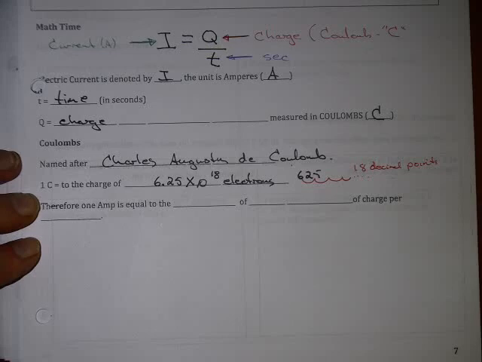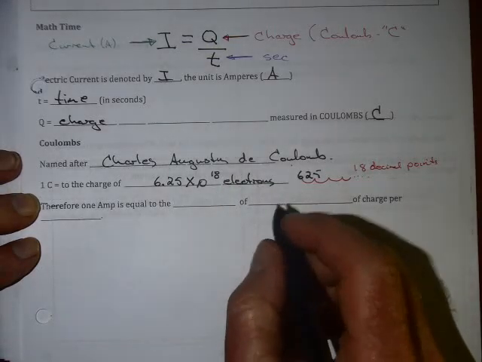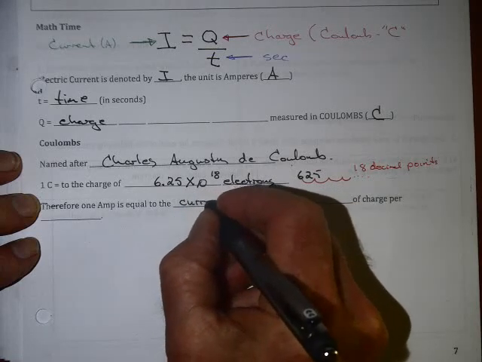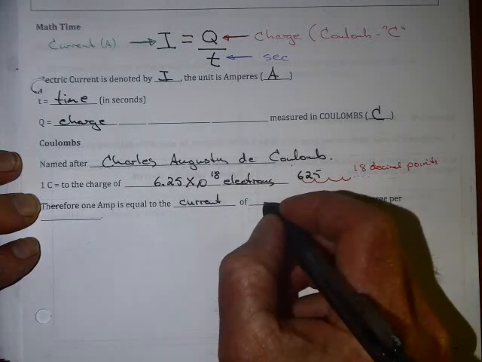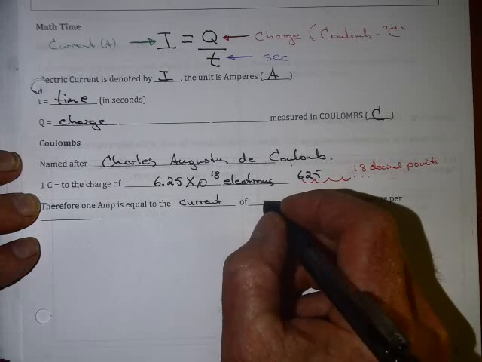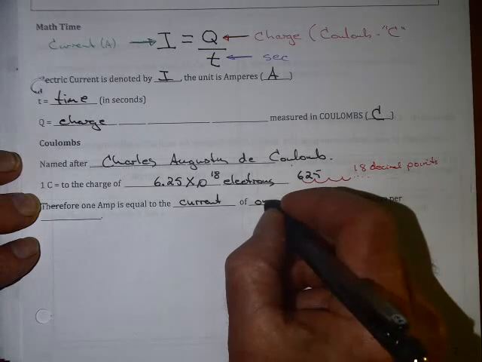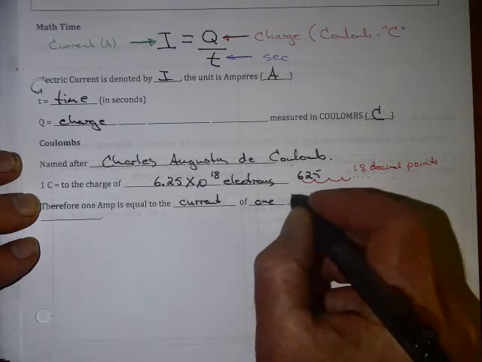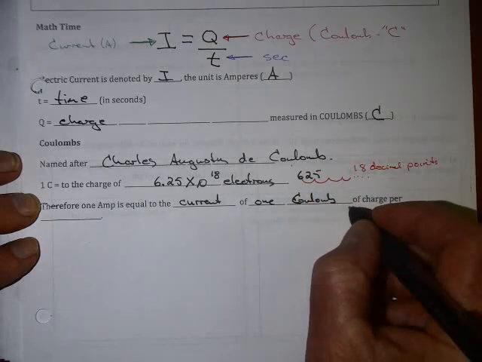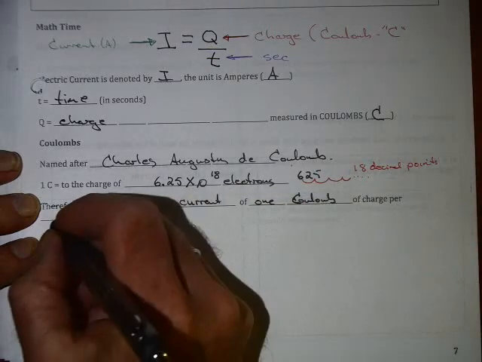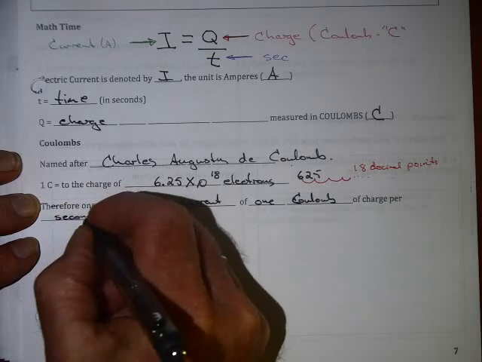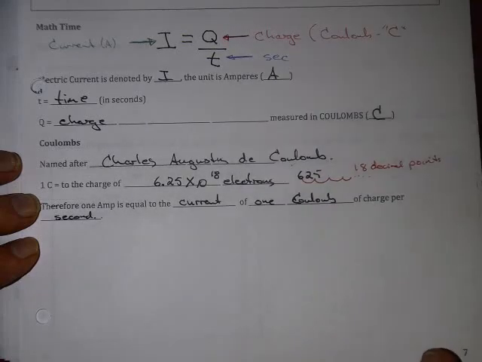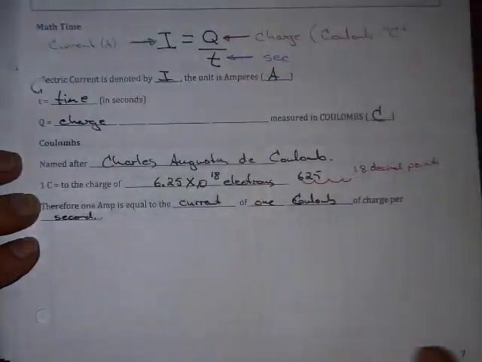And therefore 1 amp is equal to the current of 1 coulomb. That should be capital C. 1 coulomb of charge per second. Okay? All right. I feel better. Got through that. 2 examples.